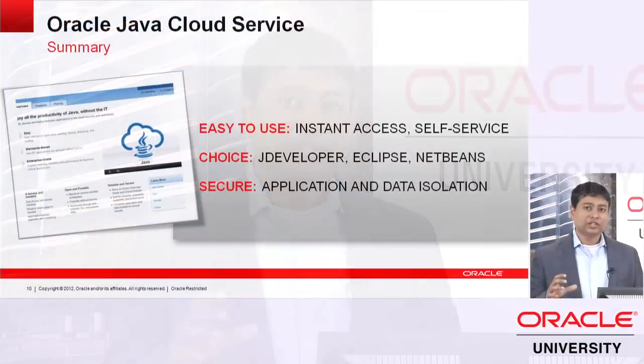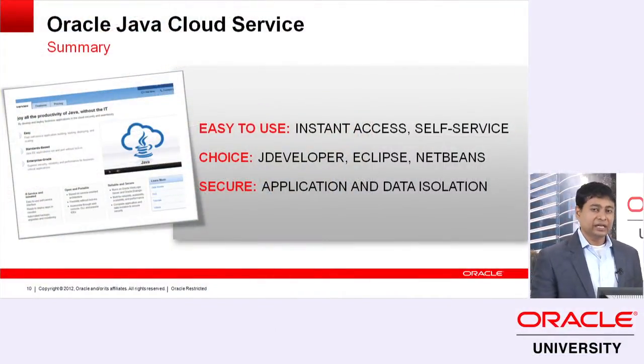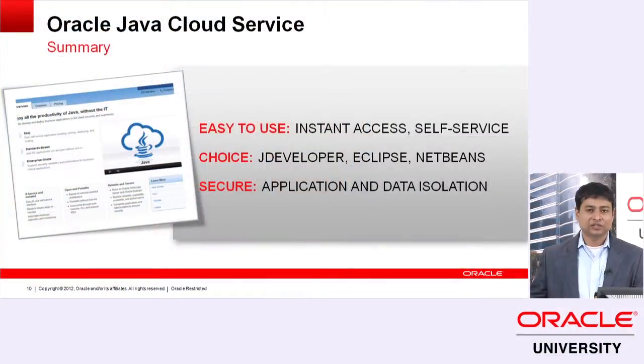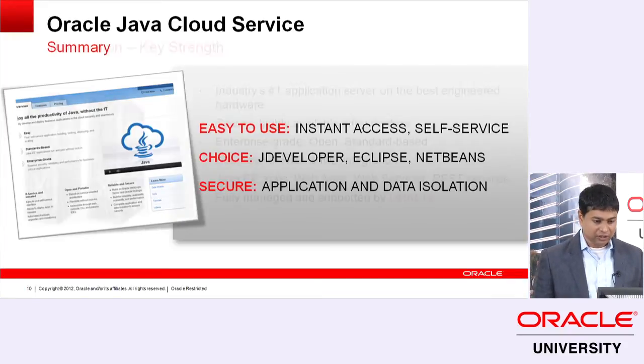And security. The key thing about security is, one, at the data layer, we isolate your data. There is no commingling of data between tenants. And at the application layer, the Java Cloud Service, you get your complete isolated instances for yourself. Every tenant service is isolated by itself, so there is no commingling of applications. So at both the layers, you have complete isolation. That's where the security comes in.